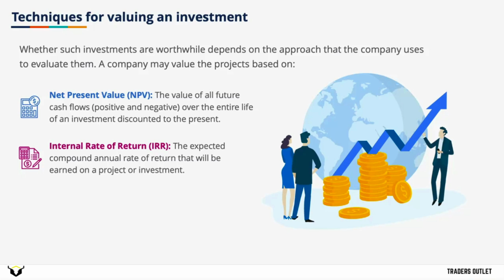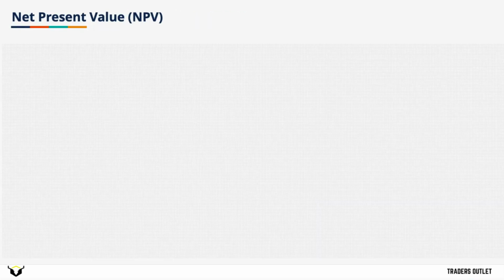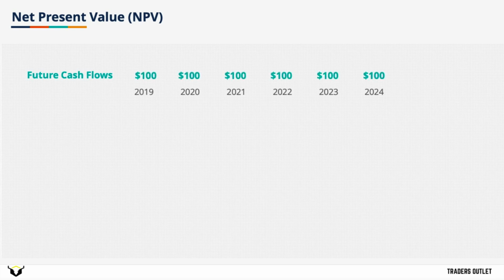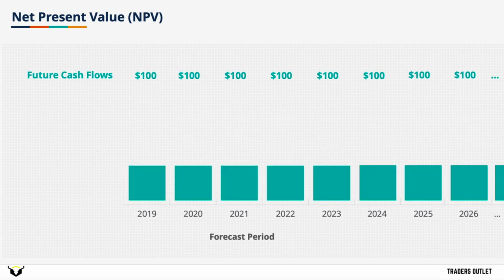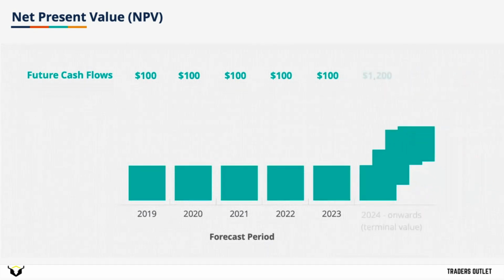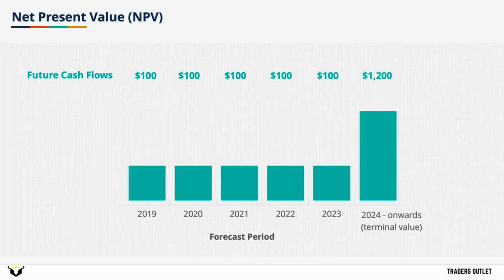In the coming lessons, we're going to walk through net present value and internal rate of return in more detail, as they're two of the most important concepts and techniques for valuing investments in corporate finance. Let's calculate the net present value of a series of cash flows as shown above. If we graph it, it would look like this: 5 years of a forecast period for a business, followed by a terminal value, which represents all of the value of the business beyond the 5-year forecast period.